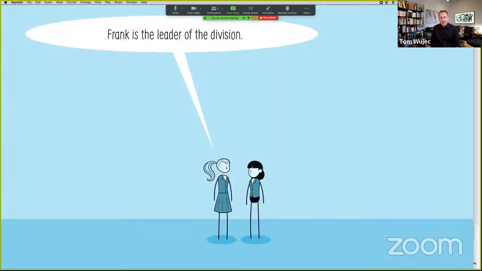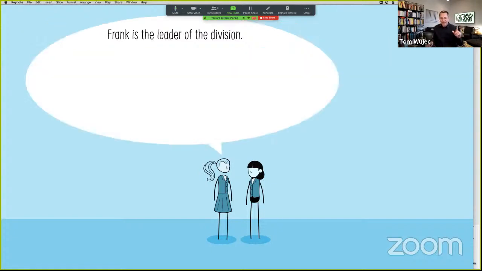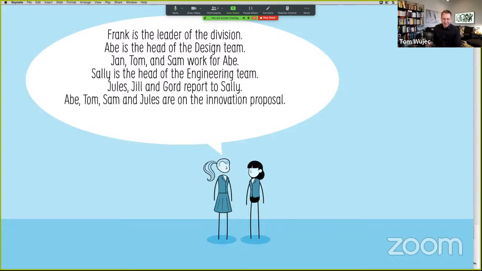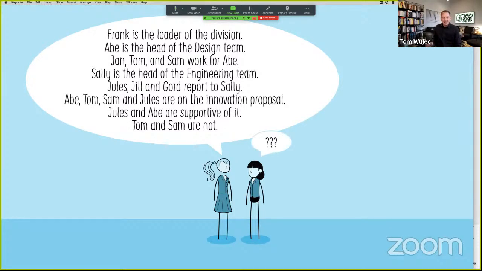So here's another example. Here's someone explaining to a colleague about the project that they're working on, the pitch, and who they need to pitch to. So Frank is the leader of the division, and Abe is the head of the design team. Jan, Tom, and Sam work for Abe. Got it? Okay, Sally is the head of the engineering team. Jules, Jill, and Gord report to Sally. Abe, Tom, Sam, and Jules are on the innovation proposal, and Jules and Abe are supportive of it, but Tom and Sam are not. Got it? Hard to do. It's a huge amount of cognitive load to keep that in our brain. And what if we did it visually?